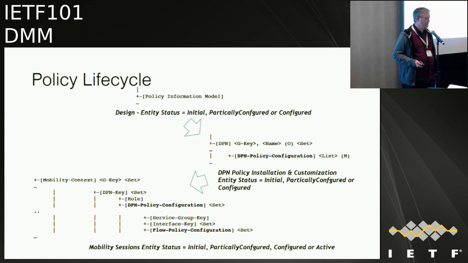And then finally, you see the application of this, or the assignment, inside the mobility context. And there, we'd like to see the actual configuration progress closer to configured in terms of the model. And hopefully, if it's actually being applied, we'll see that entity status change to active. So when you look in, you should be able to see which policies were not only installed, potentially pre-provisioned or pre-configured on the mobility context in question, and which ones are actually active.